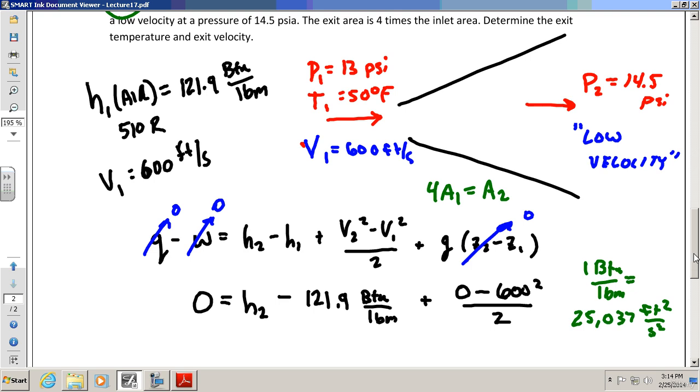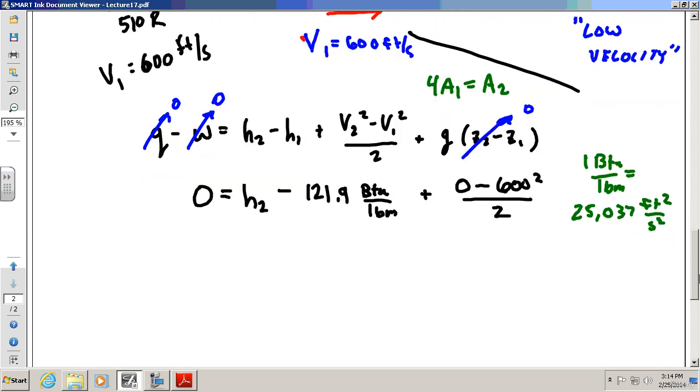So what you can do here practically is that you can take this whole thing here and divide by 25,037, and you will get it in BTU per pound mass. Okay? Because you're taking something feet squared per second squared, you've got to divide that by 25,037 to get BTU per pound mass.